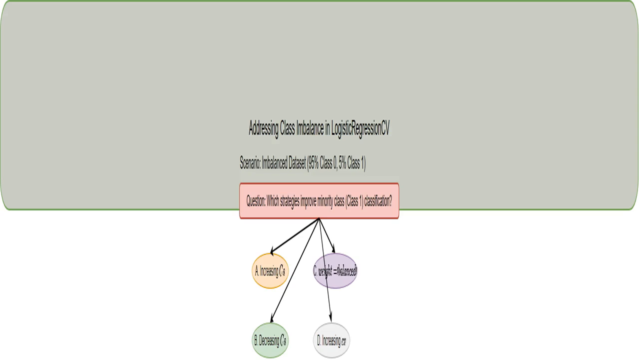This problem focuses on how to handle imbalanced datasets, specifically in logistic regression models. I'm dealing with a situation where one class has far more examples than the other, which can throw off the model's ability to learn properly. The goal is to find strategies to improve the classification of the less frequent class.